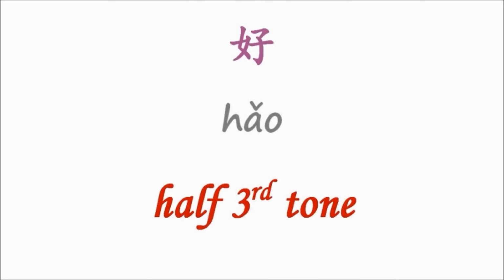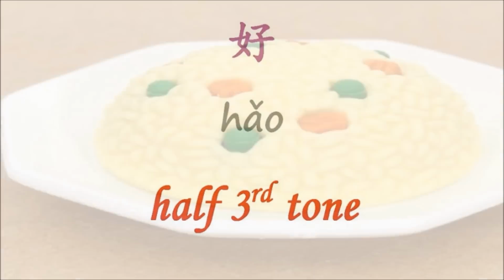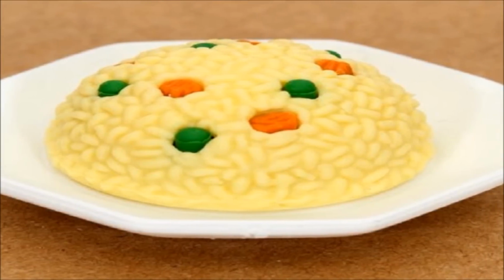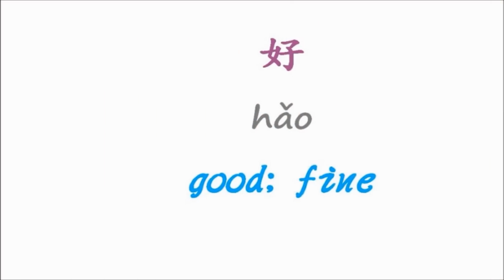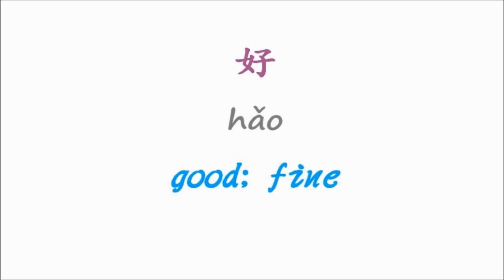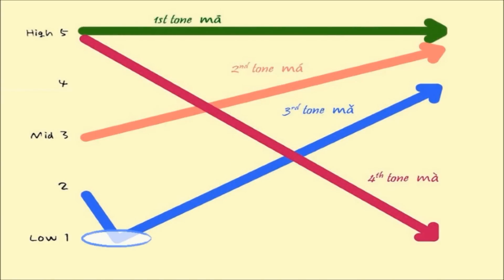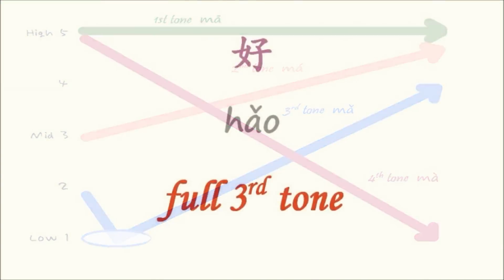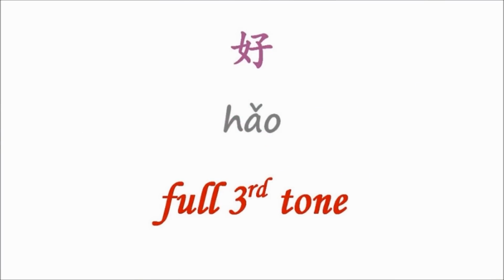For example, a couple is talking about what to have for lunch, and the wife suggests having fried rice, to which the husband would probably say, "好." This isn't something that one would put any emphasis on, so the most natural way to say it is in a half third tone, "好." And next, examples of the full third tone.